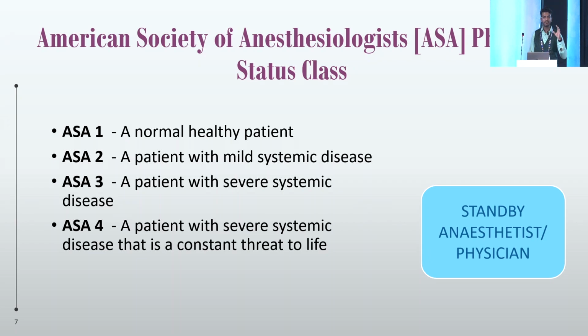So, to condense the big table that we just saw about ASA, this is a simplified version. ASA 1, a normal healthy patient, or 2, one with mild systemic disease, qualify for a good, comfortable daycare surgery. Whereas 3 and 4, with severe systemic disease and a constant threat to life, need very good support from a physician or an anesthetist.